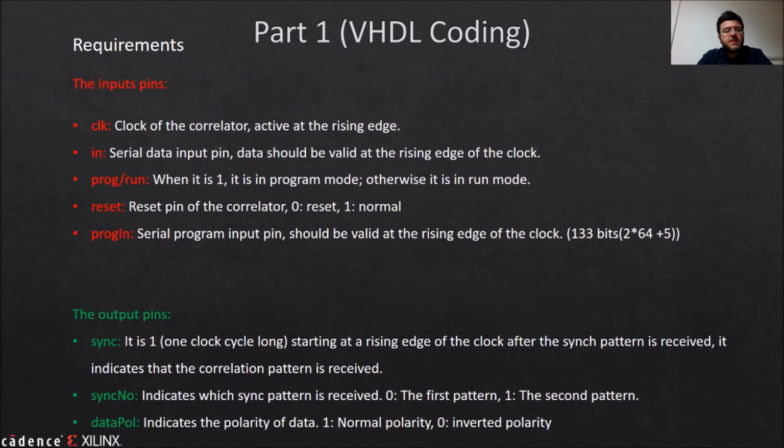In the first part, at the beginning, we are given some requirements. As you can see, we have 5 different input pins: clock, in, program, reset, and progin. And we have 3 different output pins: sync, sync no, and data pole.